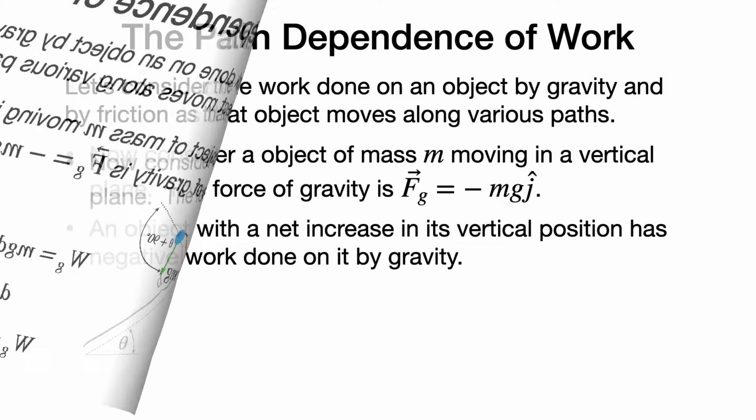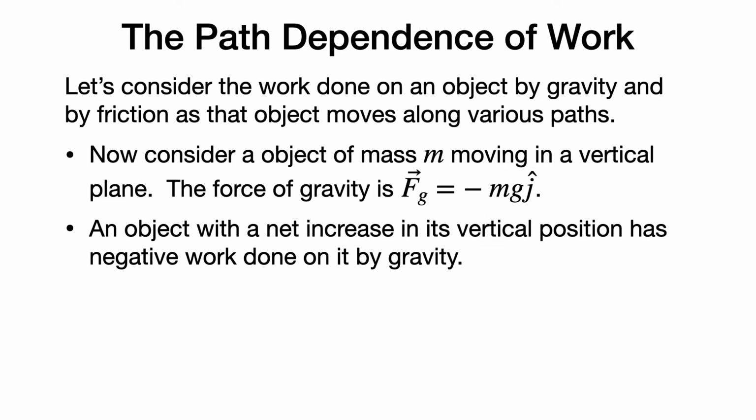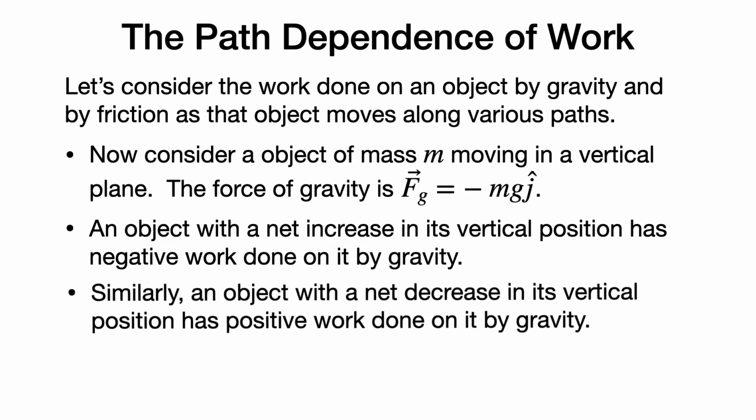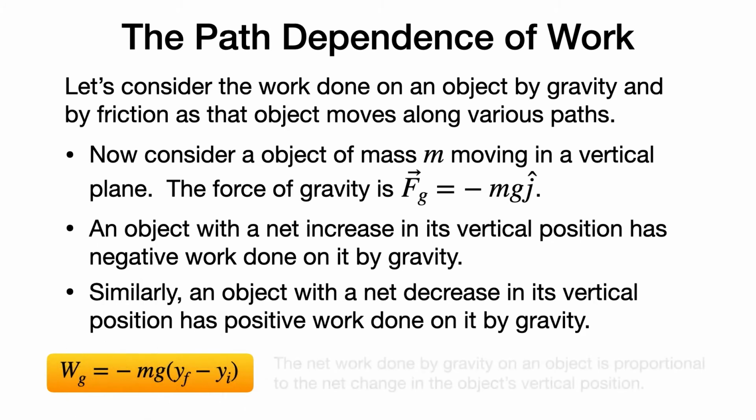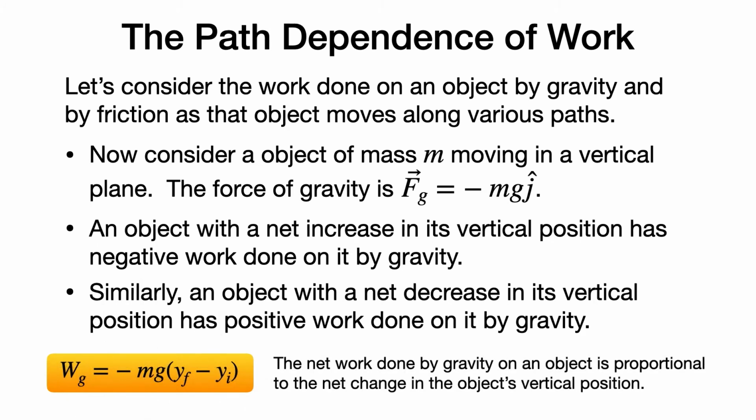object. We see then that an object with a net increase in its vertical position has negative work done on it by gravity. Similarly, an object with a net decrease in its vertical position has positive work done on it by gravity. So we can write the work done by gravity on a particle of mass m as minus m times g times the quantity, the final y position minus the initial y position.